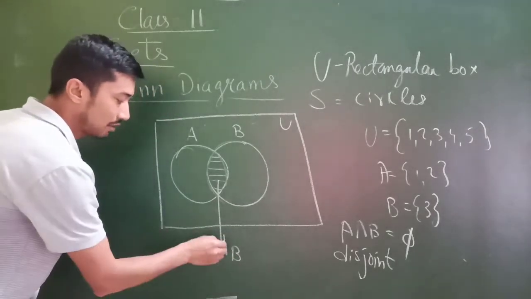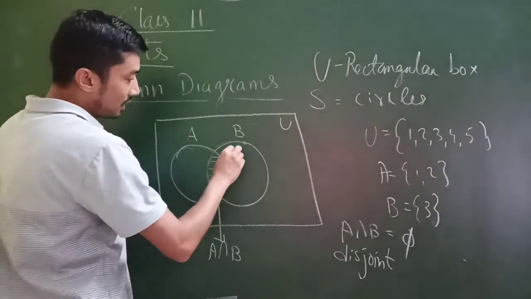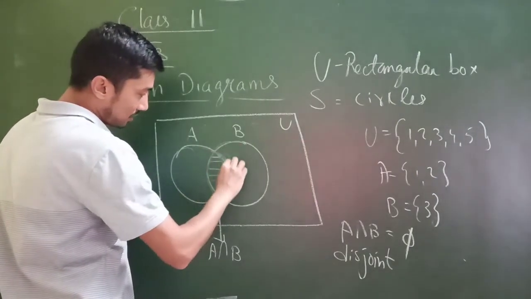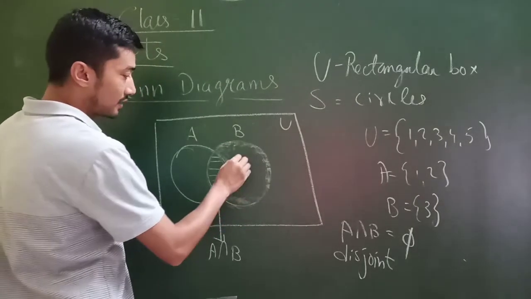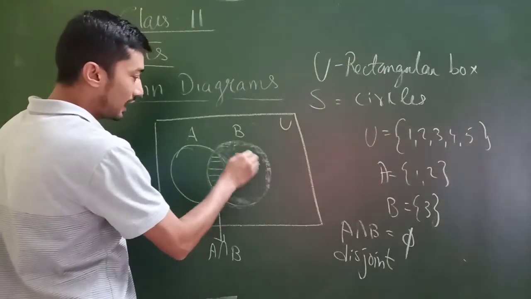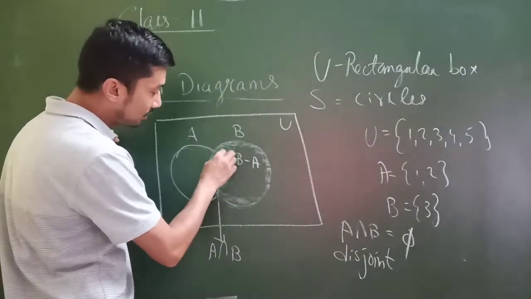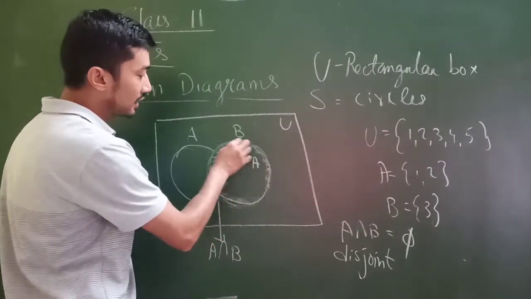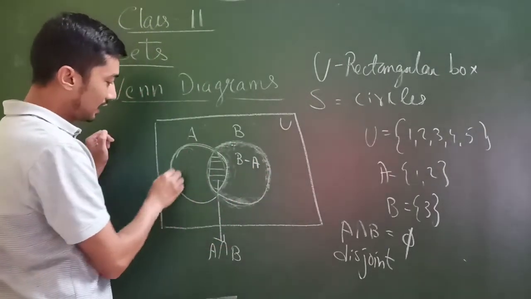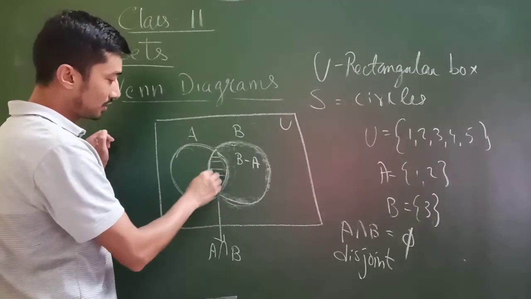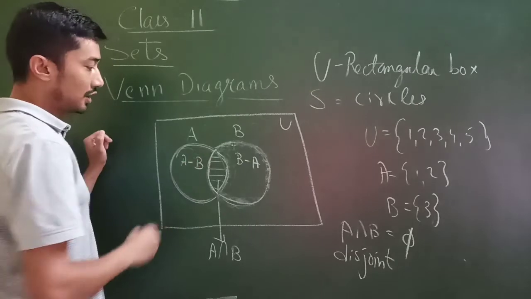A intersection B is the common region, isn't it? Then there is the region of difference of sets. From B, we remove whatever is in A and kick it out, so that region is B minus A. Similarly, from A, we remove whatever is in B, so that is A minus B.